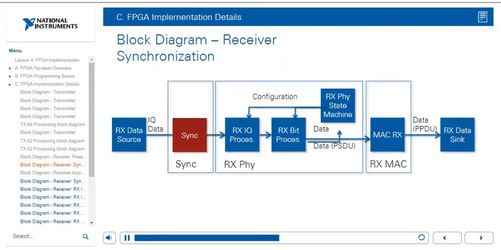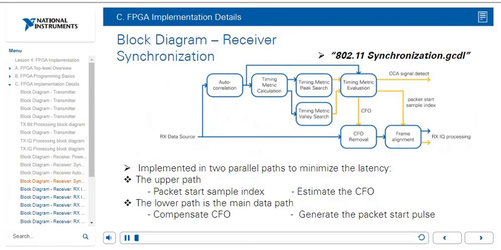Now let's go into the synchronization block. This is the block diagram for the receiver synchronization. This can be found inside 802.11 synchronization.gcdl. This is implemented in 2 parallel paths to minimize latency. The upper path uses the package start sample index and estimates the carrier frequency offset. The lower path is the main data path, where it compensates for carrier frequency offset and generates the packet start pulse.